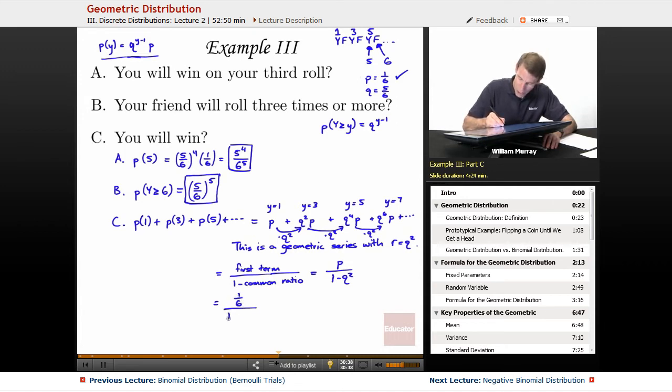1 minus q squared, now q is 5/6, so q squared is 25 over 36. I'd like to simplify that a bit, so let me multiply top and bottom by 36. 36 times the top, 36 times the bottom. That'll simplify things on the bottom. So that'll give me a 6 in the top. On the bottom, I'll get 36 minus 25, which simplifies down to 6 over 11.